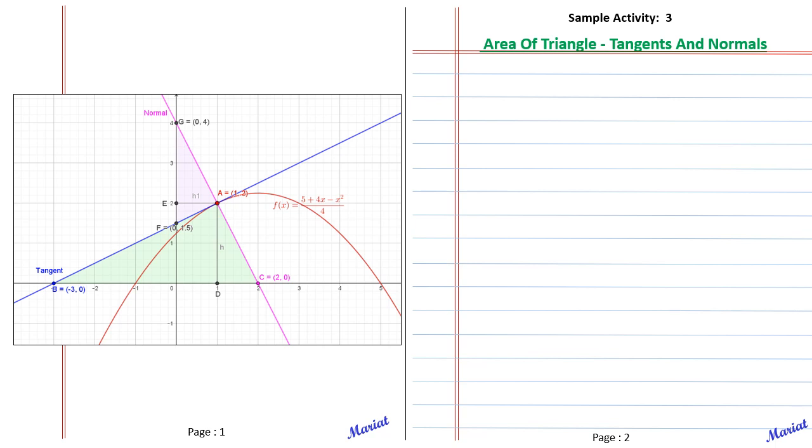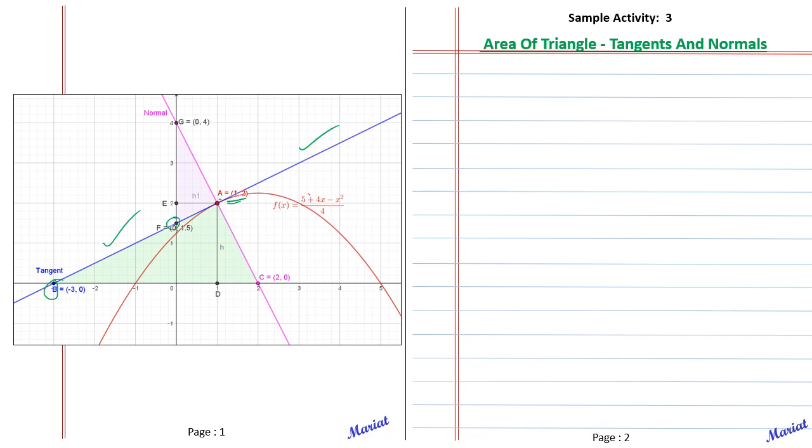See in this graph, you can see there is a graph f(x) = 5 + 4x - x²/4. After drawing the graph, what you should do is make a tangent at the point (1, 2). I've made a tangent. This blue one is the tangent. This tangent is cutting the x-axis at B and the y-axis at this point.